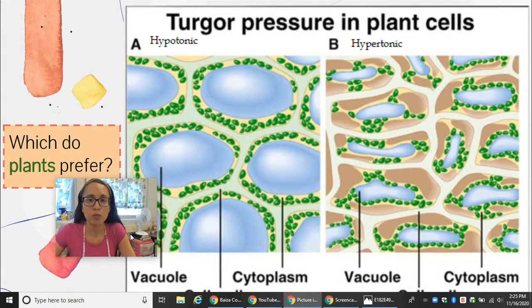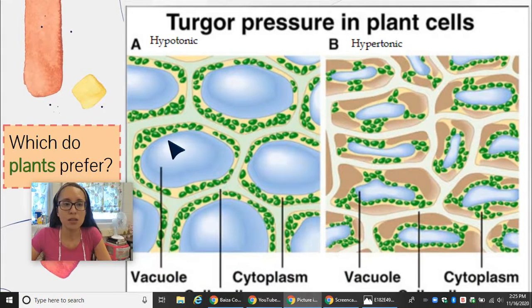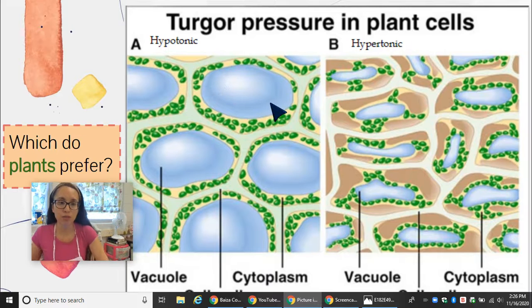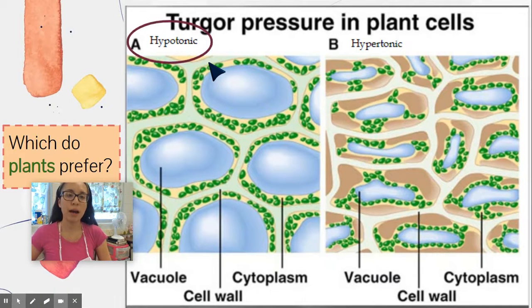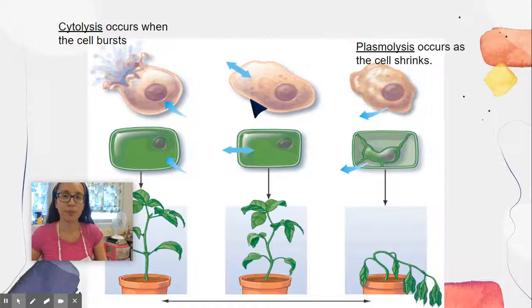So with that in mind, what type of environment do plant cells prefer? Do they prefer hypotonic or hypertonic? Well, plant cells like to get filled up with water. See, they want their vacuoles to be filled with water to provide turgor pressure and structure to the plant and the cell. So they prefer hypotonic. Remember, hypo rhymes with hippo. They like to get big like a hippo.